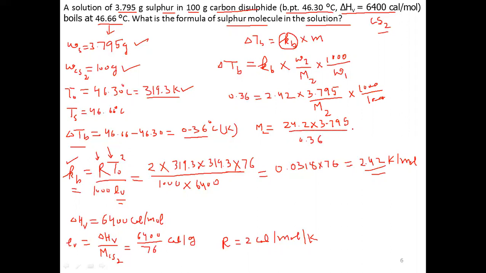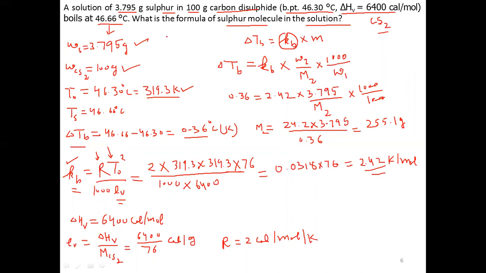It is the molecular weight of sulfur in the solution. So if we solve it, 24.2 multiplied by 3.795 divided by 0.36, it will come out to be 255.1 gram. Okay, so this is the molecular weight of sulfur in the solution. We have to calculate the formula of the sulfur molecule in the solution.